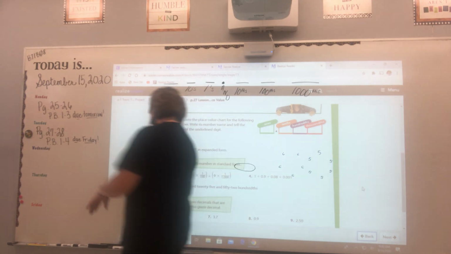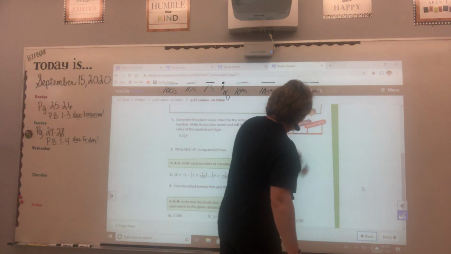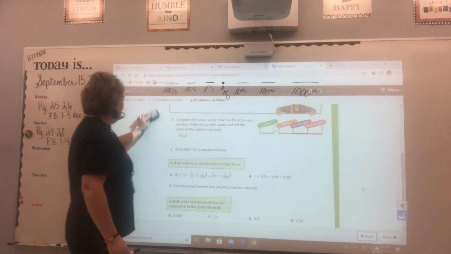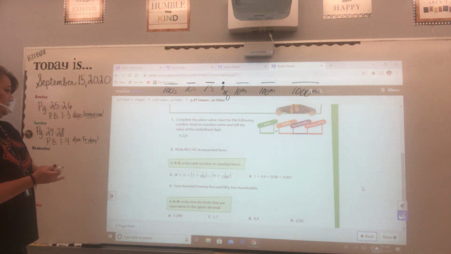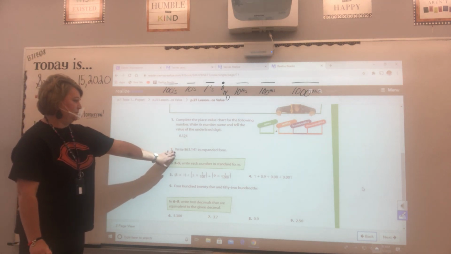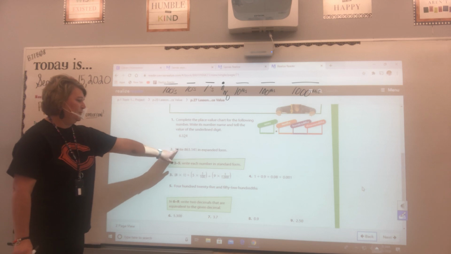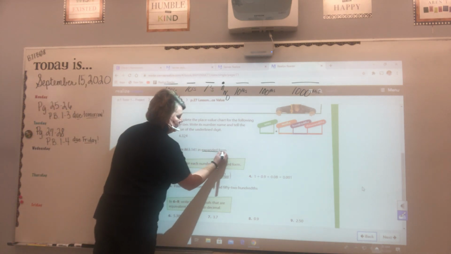Okay, today I'm not doing every one of these with you because we did every one together yesterday. But I'm going to hit some of the highlights for you. So let's look at number 2. Write 863.141 in expanded form. Underline expanded form.